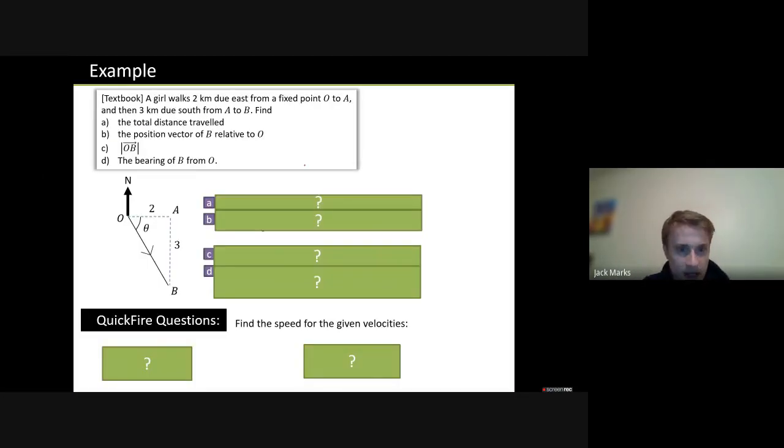An example here. So a girl walked 2 kilometers due east and 3 kilometers due south. What's the total distance traveled? The total distance traveled. Not the distance away from the origin, but the total distance traveled. Well, you add up the parts of the journey.